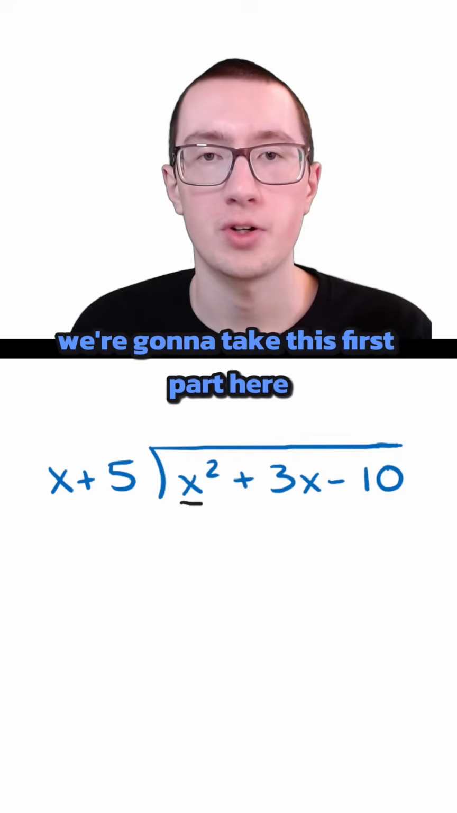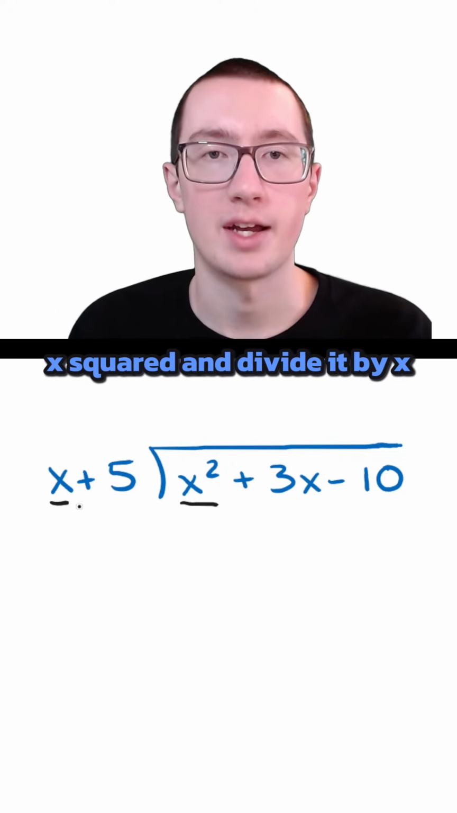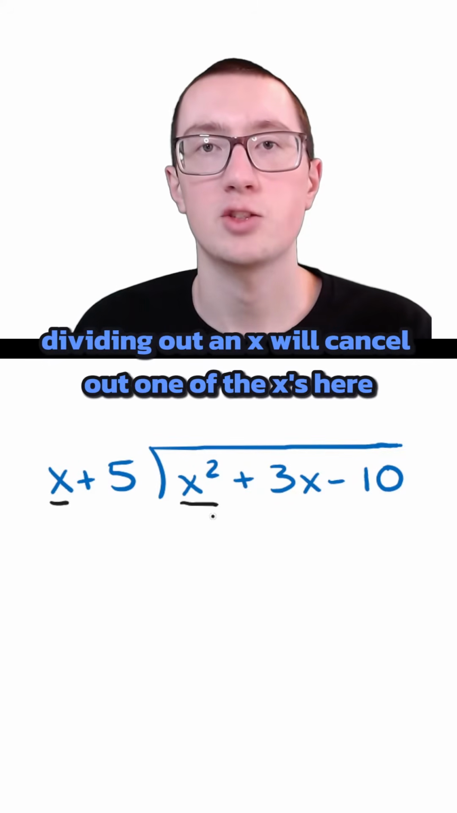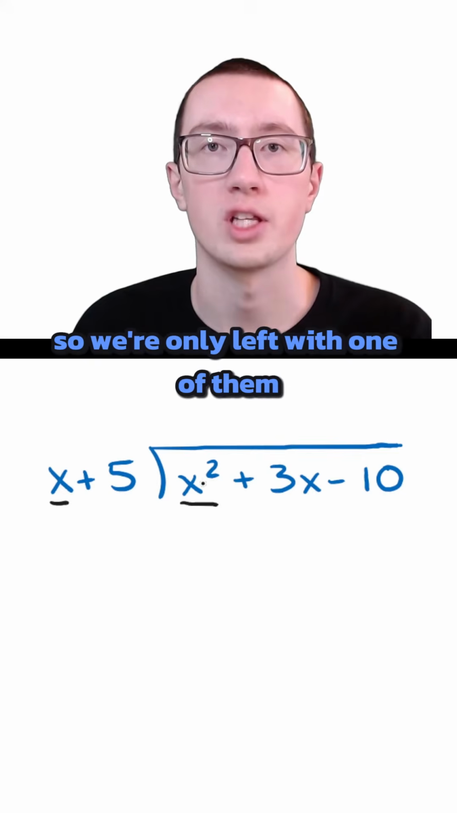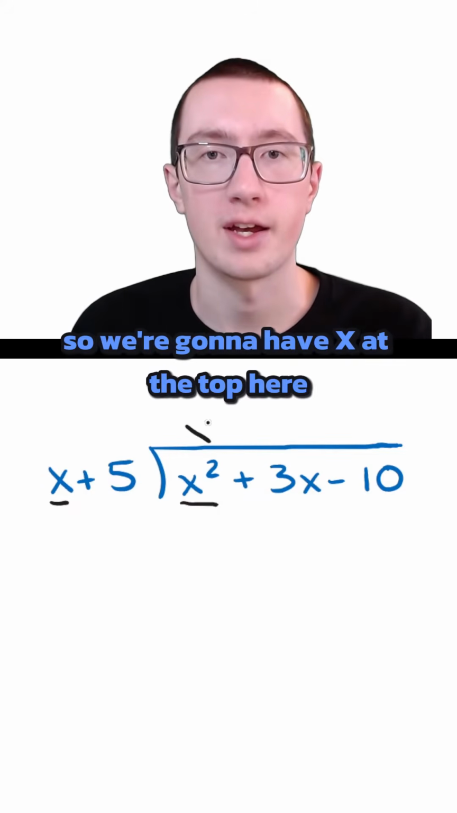We're going to take this first part here, x squared, and divide it by x. Well, dividing out an x will cancel out one of the x's here, so we're only left with one of them. So we're going to have x at the top here.